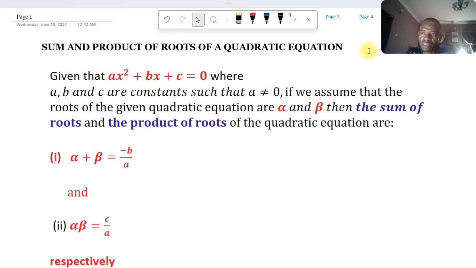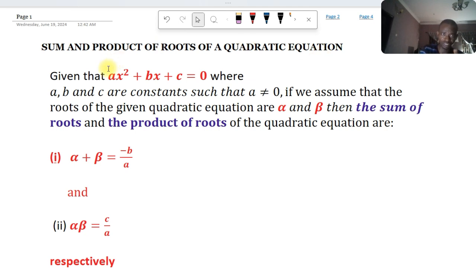Now, this is a very simple thing. If you look at the topic very well, it has explained itself. It means that if we take the roots of a quadratic equation, that is, in the last video I explained what it means to have a root of a quadratic equation. It means for you to find the value of your unknown, which is x in this case.